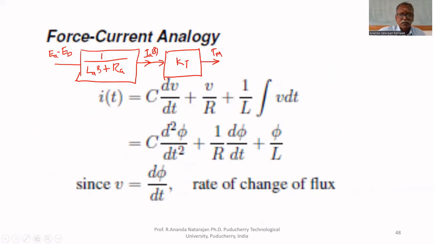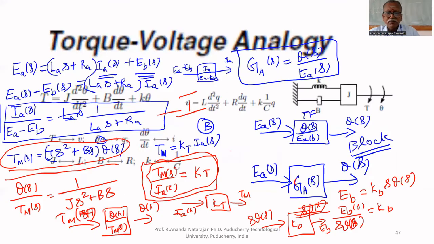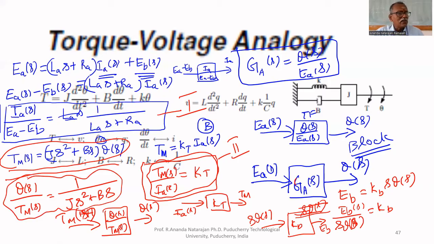Am I correct or not? This is the second block we are going to combine. Now, Tm is the input. If you give Tm as the input, you will get theta as output. Let us put one S, we will bring that one S here. I am deliberately taking Js square plus Bs, and removing one S from it, giving 1 upon Js plus B. Therefore, I can write S theta of S here.